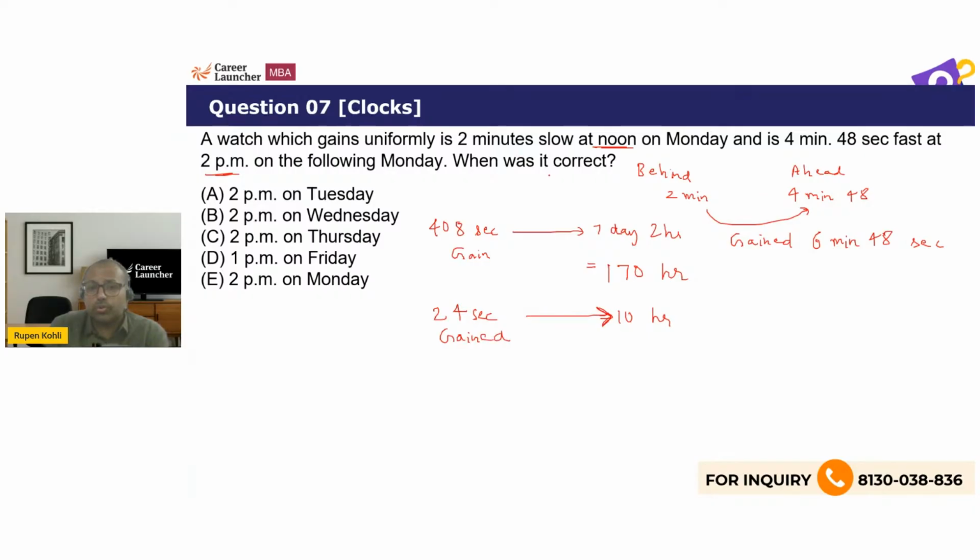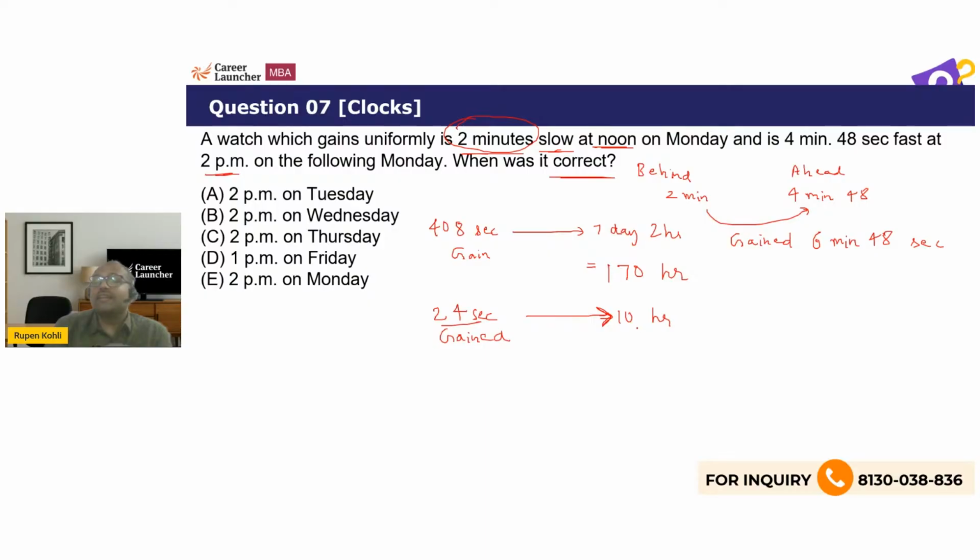Now, to show the correct time, this watch needs to gain 2 minutes because it was 2 minutes so slow. So if it will gain 2 minutes, which is 120 seconds, it would be showing the correct time. That's the simple logic. जितना वो स्लो थी, जितना वो बिहाइंड थी, उतना वो गेन कर लेगी तो वो करेक्ट टाइम पर आएगी, right? So therefore now this is very simple. We need to gain 120 seconds.